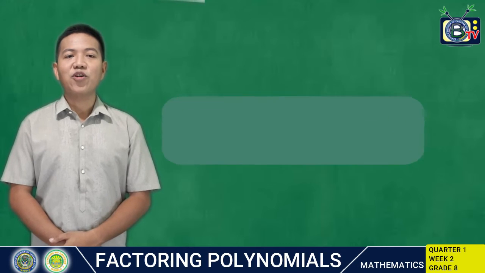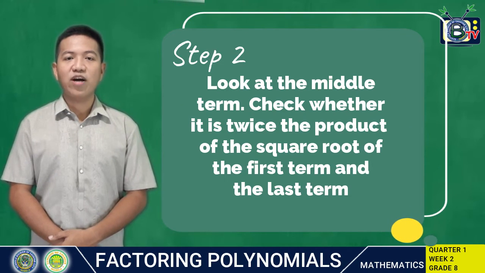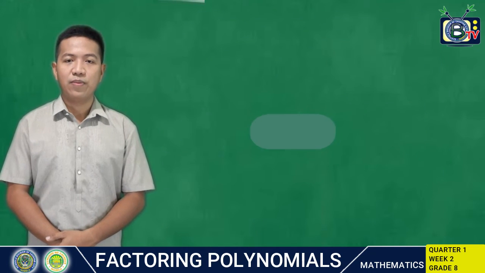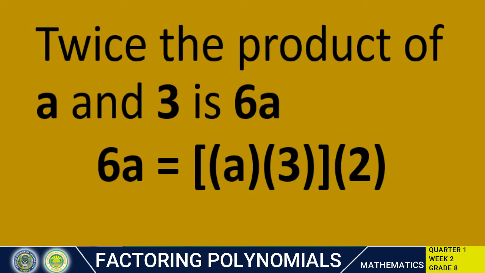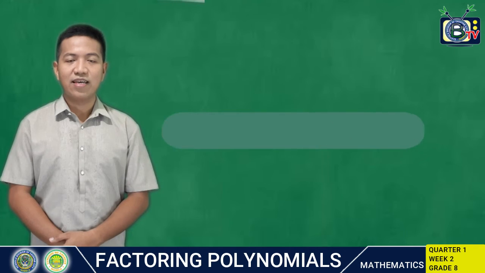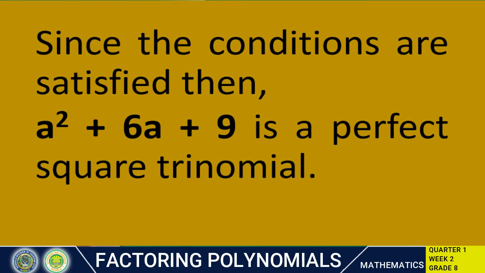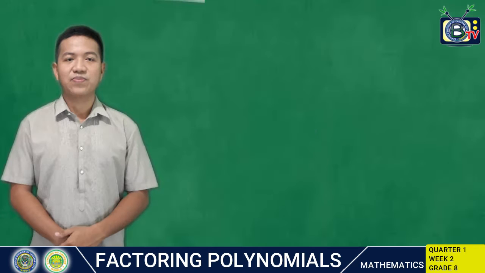Step 2. Determine whether the middle term is twice the product of the square root of the first term and the last term. Twice the product of a and 3 is 6a. Step 3. Since the conditions are satisfied, then a squared plus 6a plus 9 is a perfect square trinomial.